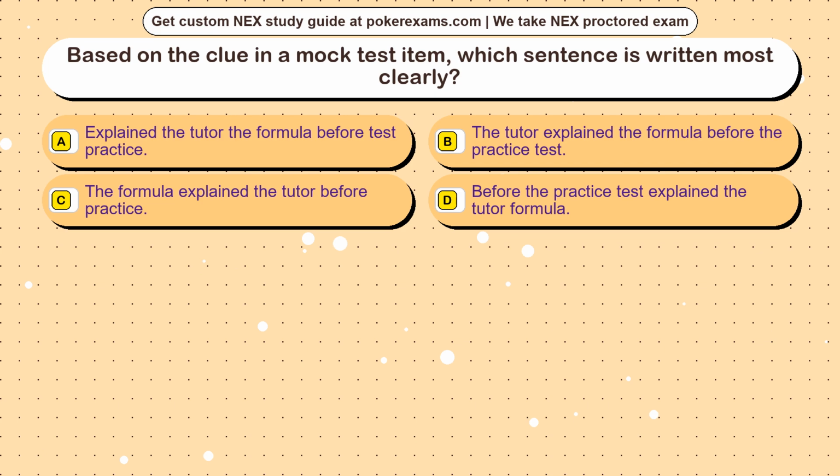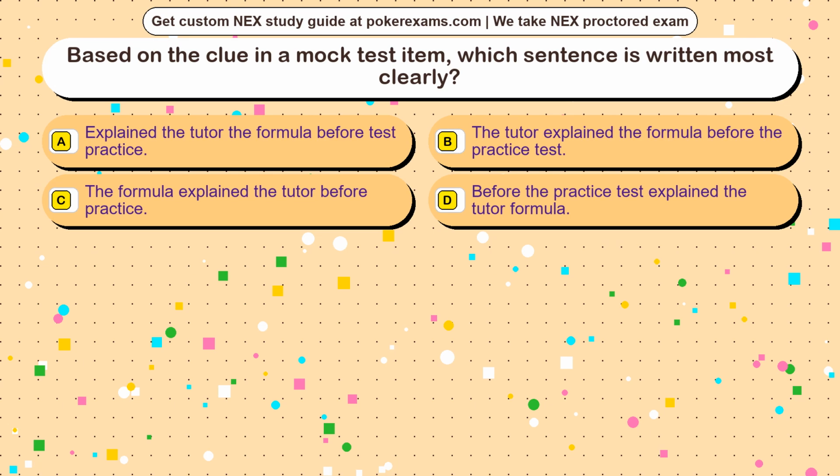Question 17. Based on the clue in a mock test item, which sentence is written most clearly? Option A, explained the tutor the formula before test practice. Option B, the tutor explained the formula before the practice test. Option C, the formula explained the tutor before practice. Option D, before the practice test explained the tutor formula.